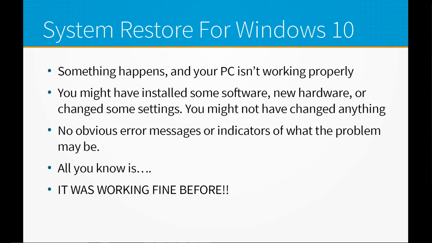One day it's working fine, then the next day you've got problems. It could be a slow, unresponsive system, slow login, applications crashing and hanging, or a hardware issue, like a keyboard or a mouse isn't working, and you don't know why. It could have been caused by installing software, or by installing hardware. You could have changed some system settings, but you might not have actually done anything. There are no obvious error messages or indicators of what the problem might be. All you know is one day it was working absolutely fine. The next day you've got a problem.